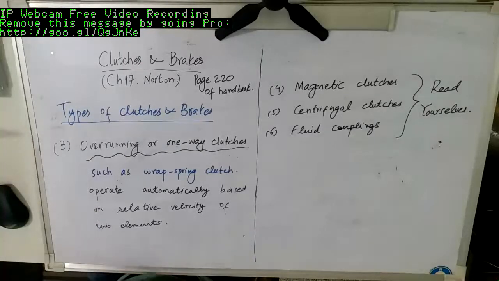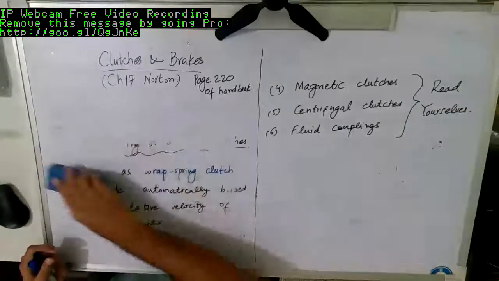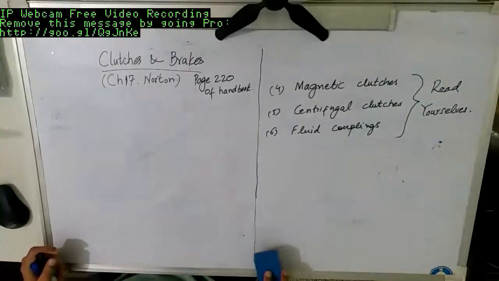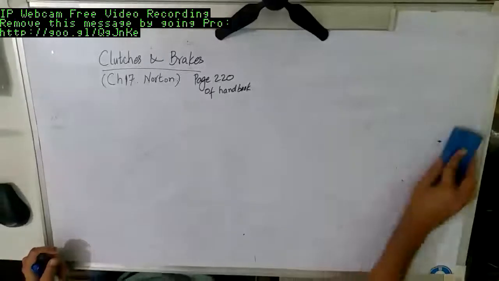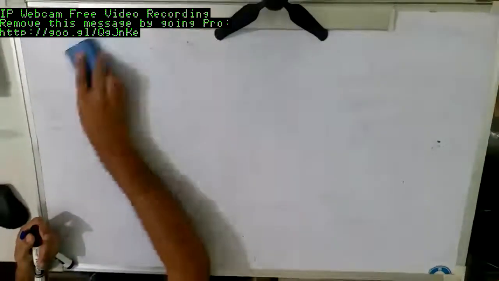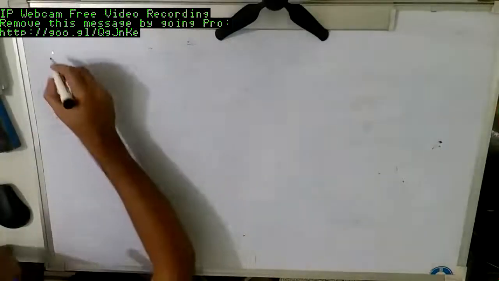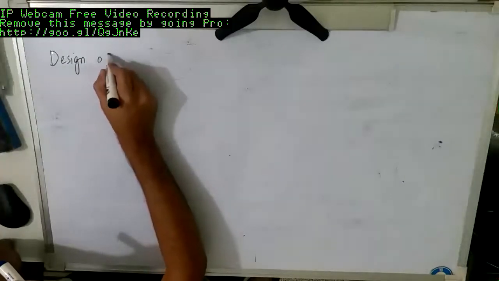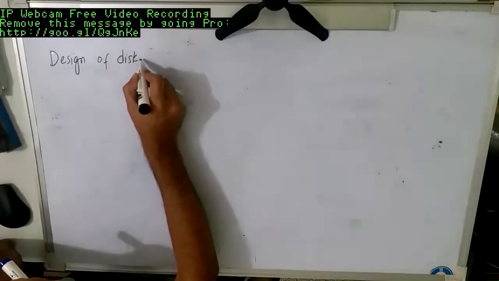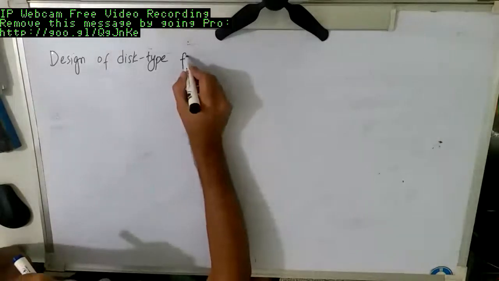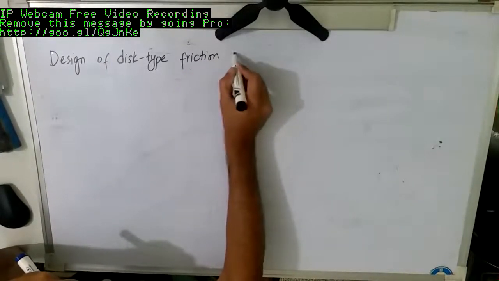Okay, so let us now move on to our first derivation or first design in this topic, which is the design of disc type friction clutches.